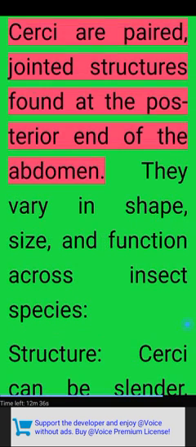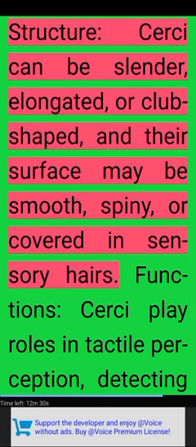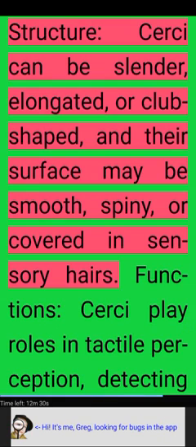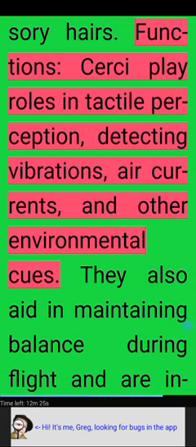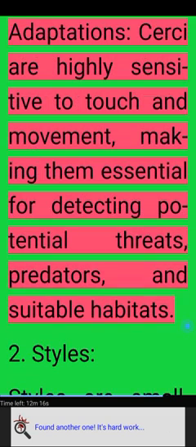1. Cerci. Cerci are paired, jointed structures found at the posterior end of the abdomen. They vary in shape, size, and function across insect species. Structure. Cerci can be slender, elongated, or club-shaped, and their surface may be smooth, spiny, or covered in sensory hairs. Functions. Cerci play roles in tactile perception, detecting vibrations, air currents, and other environmental cues. They also aid in maintaining balance during flight and are involved in grooming behaviors. Adaptations. Cerci are highly sensitive to touch and movement, making them essential for detecting potential threats, predators, and suitable habitats.